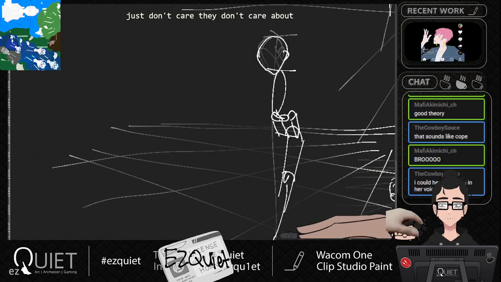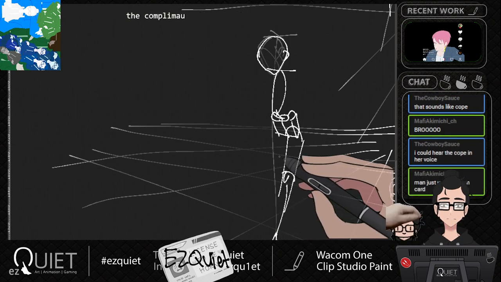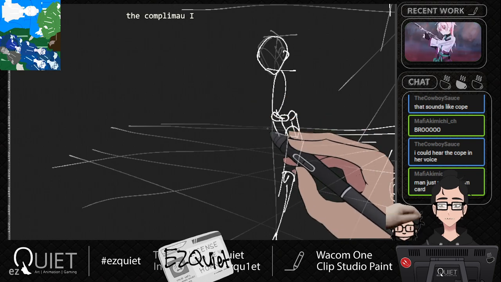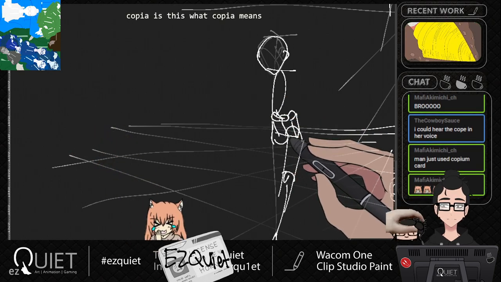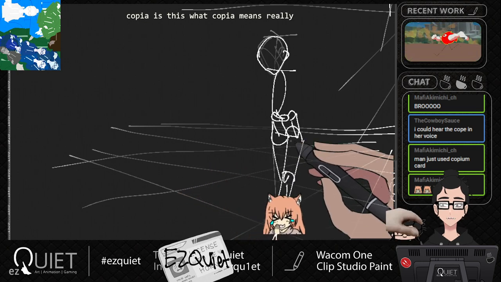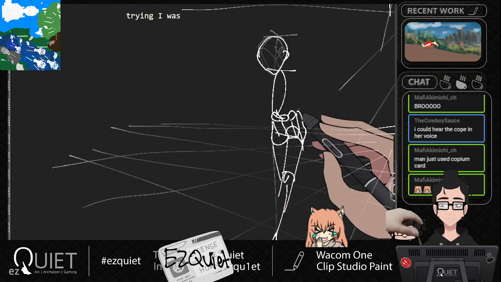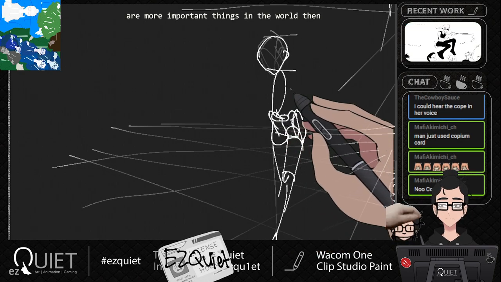The cope in her voice. The cope. Man just used the copium card. I used the copium card. Is this copium? Is this what copium means? Really, I was trying to pull the card of there are more important things in the world than gaming.